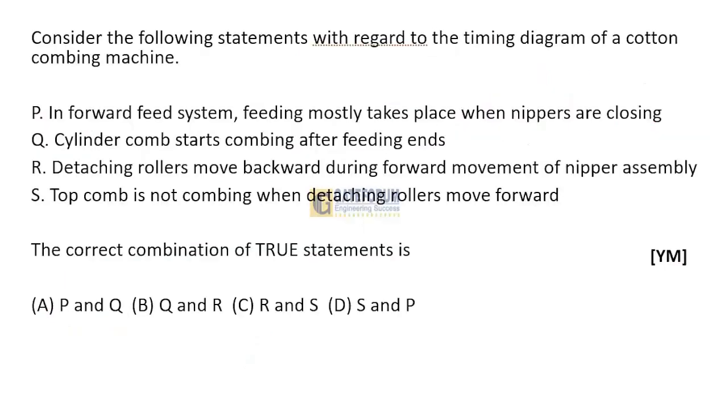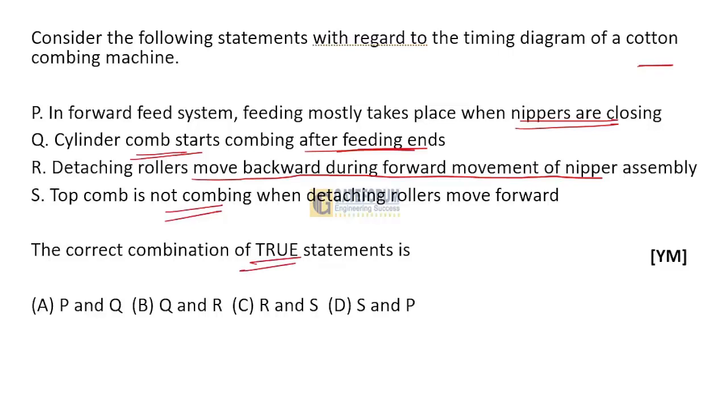Coming to the next question, it is of the combing machine. It is also a yarn manufacturing question, and it says, with respect to the timing diagram of the cotton combing machine, options are given as: in forward feed system, feeding mostly takes place when nippers are closing; cylinder comb starts combing after the feeding ends; detaching roller moves backward during the forward movement of the nipper assembly; the top comb is not combing when detaching rollers move forward.